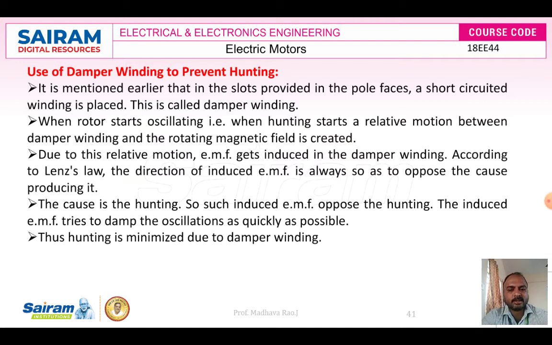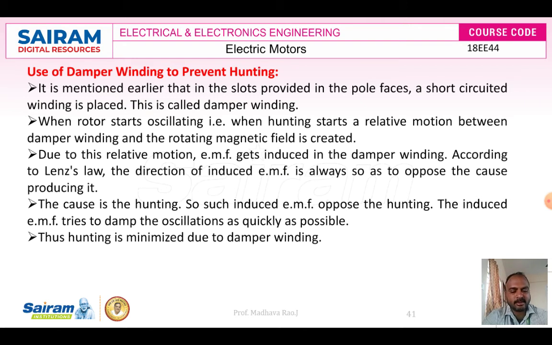When the rotor starts oscillating, when hunting starts, a relative motion between the damper winding and the rotating magnetic field is created. Due to relative motion, EMF will be induced in the damper winding, according to Faraday's law. According to Lenz's law, the induced EMF always opposes the cause producing it.